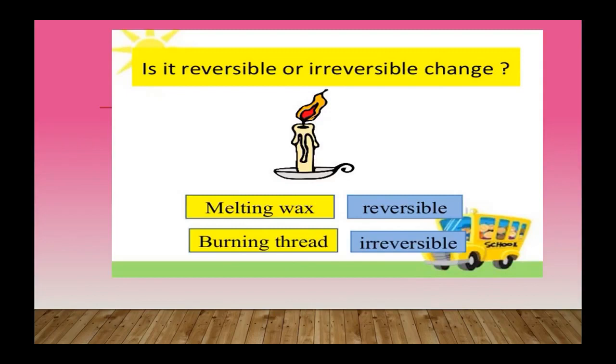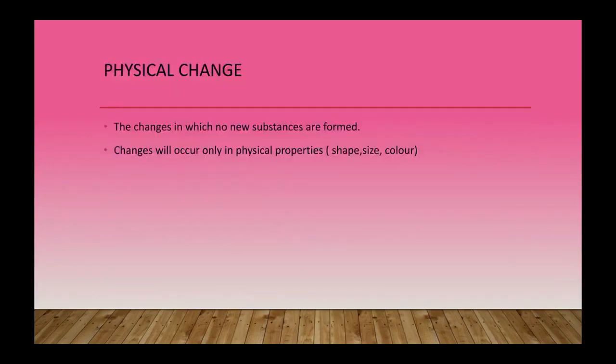So melting wax is reversible, burning thread is irreversible. We can't retain the thread. Once it burns, it becomes a gas, right? And now we are going to see physical change, the changes in which no new substance is formed. Here, physical change means that no new substance is formed. Change only occurs in shape, size and color, right?